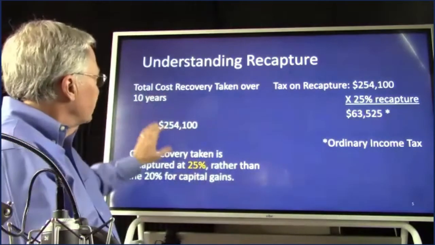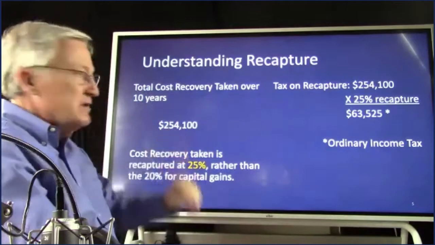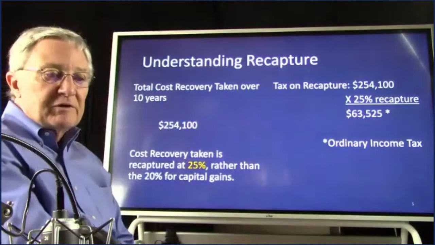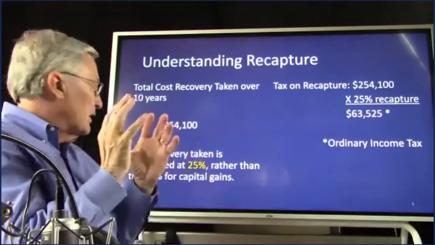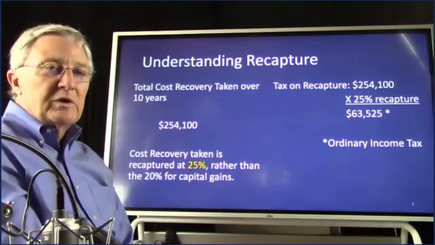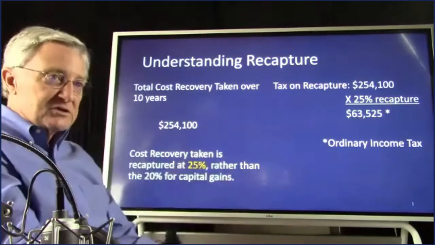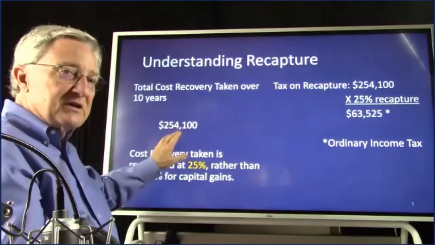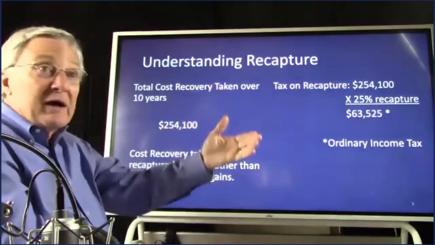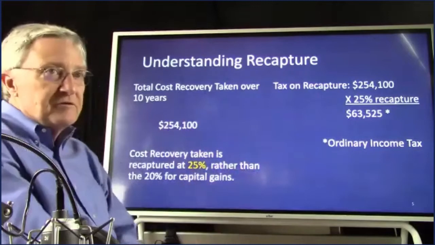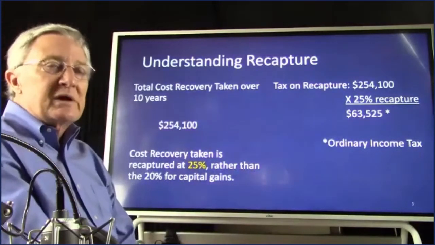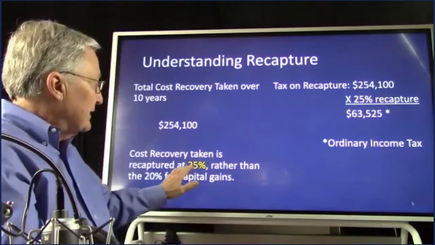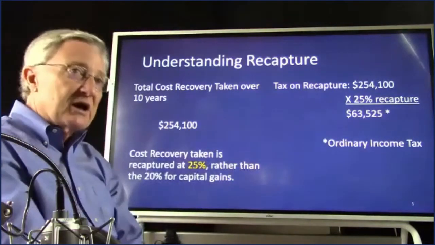So let's say we held this property for 10 years. We were taking $25,000 a year. We'd have $254,100 of total cost recovery that we'd taken. When we go to sell the property, the first thing we have to tell the government about is if we have any profit at all, the first $254,000 we have to recover as cost recovery recapture. And then that is taxed at 25%.